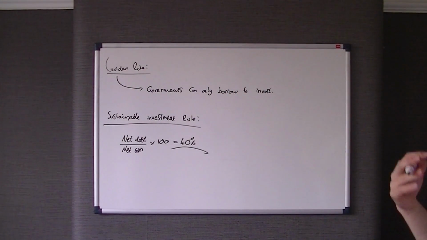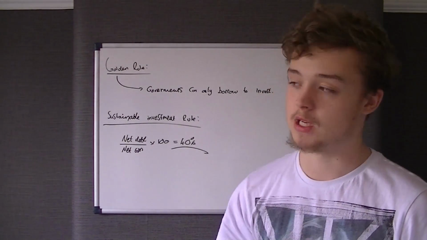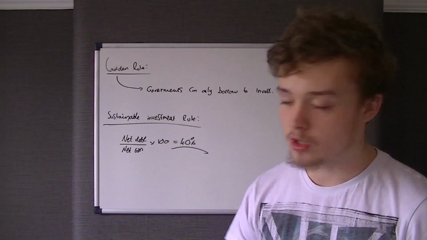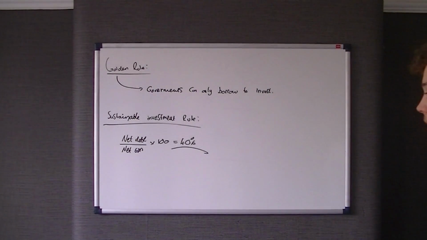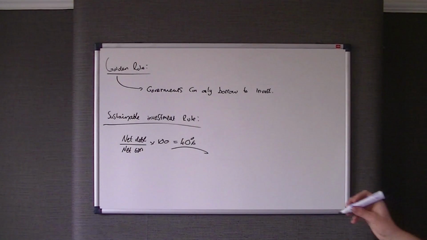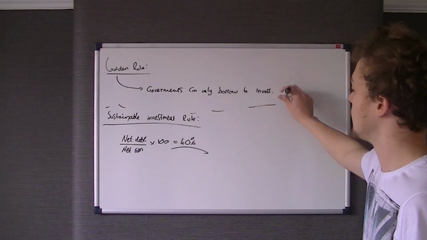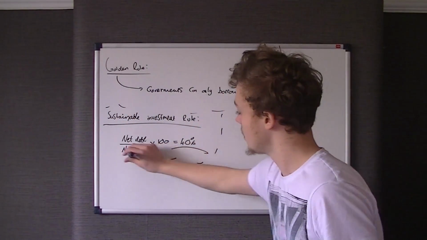And if the government is borrowing too much money, it's going to be debt-fueled investment, as you can see, and it won't stimulate the economy. The economy's going to end up in some kind of downturn, okay? So that's really the sustainable investment rule. The two rules are actually quite simple, really. There's nothing too much on them.